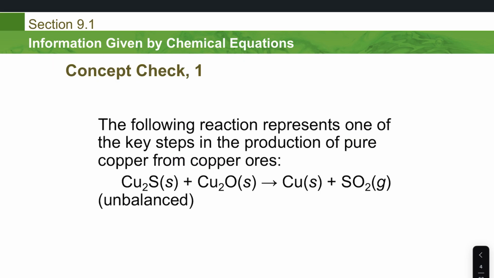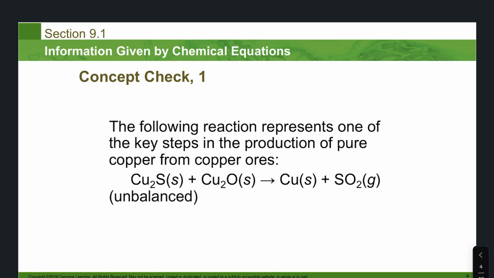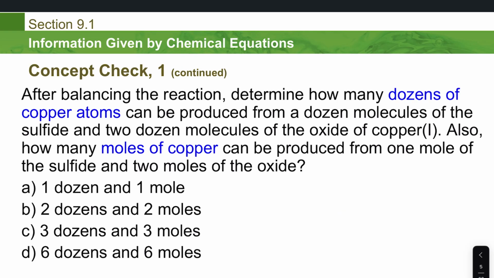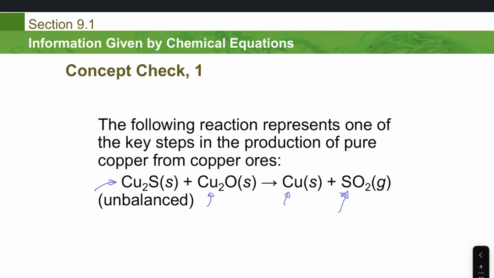So, the following reaction represents the key steps in the production of pure copper from copper ores. We have this copper sulfide and copper oxide together to get copper and SO2 out. Now, what we would need to do first is balance it. So let's go back and begin to balance it.